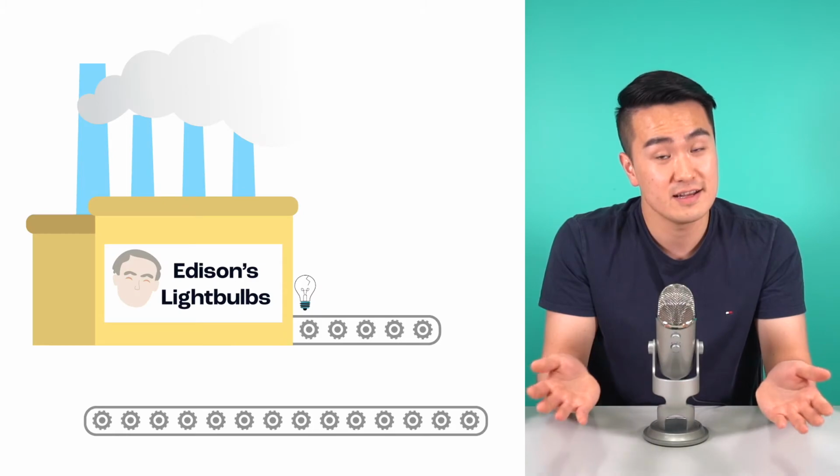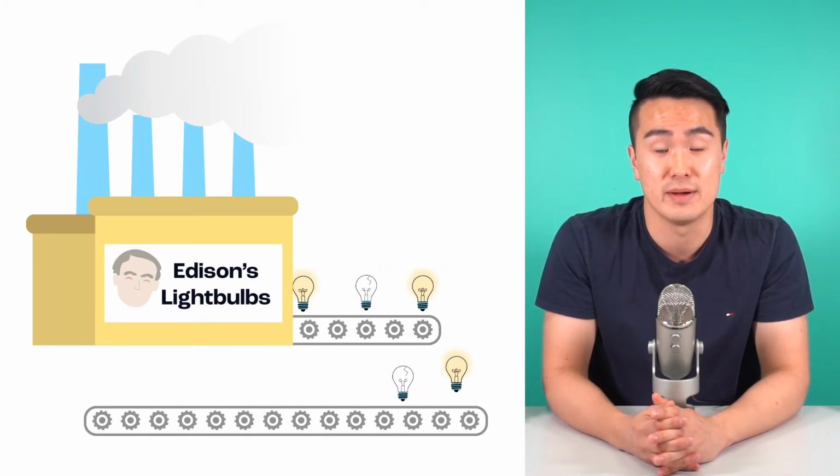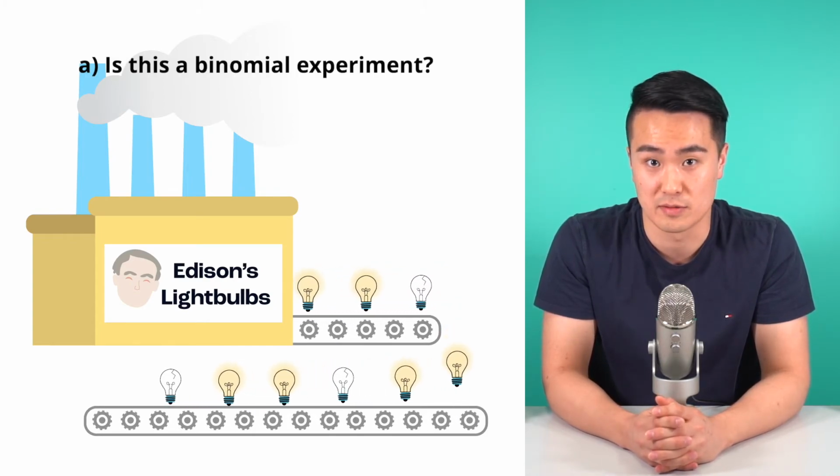We are in Edison's light bulb factory, and it is known that 10% of the light bulbs produced are defective. So Edison asks us to test a selection of 10 light bulbs to see how many are defective. A. Is this a binomial experiment?